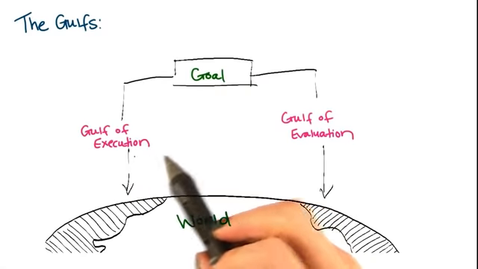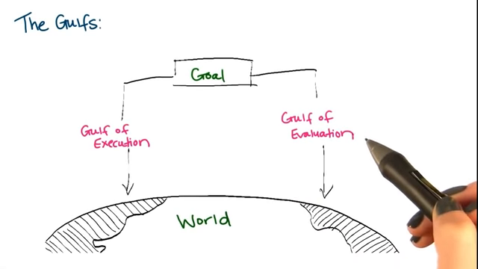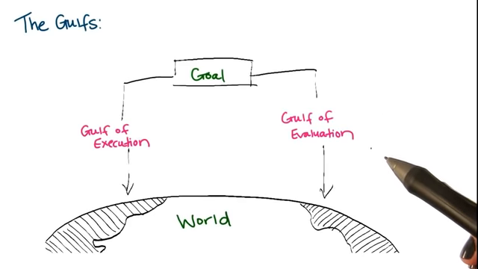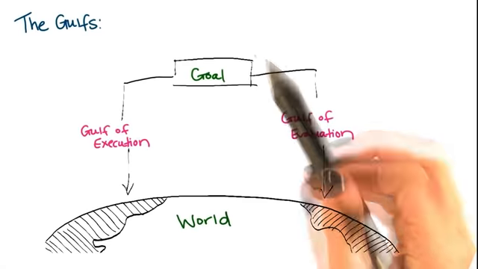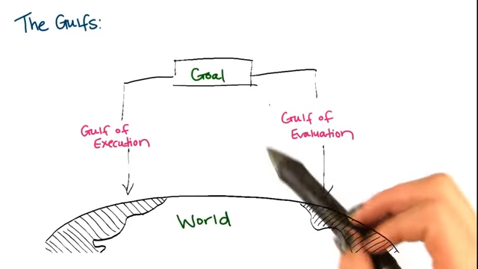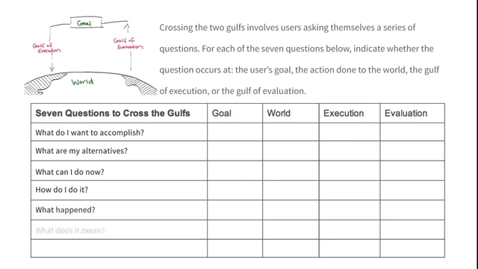Crossing the gulf of execution and the gulf of evaluation involves users asking themselves a series of questions. For each of the 7 questions, indicate whether the question occurs at the user's goal, the action done to the world, the gulf of execution, or the gulf of evaluation. What do I want to accomplish? Or what is my goal? What action can I do now? How do I do it? And after I've taken action, what just happened? What does what just happened mean? Am I okay with what just happened? Have I accomplished my goal?